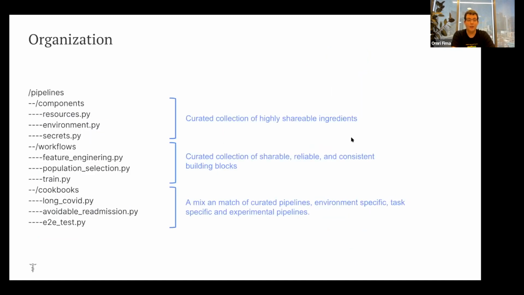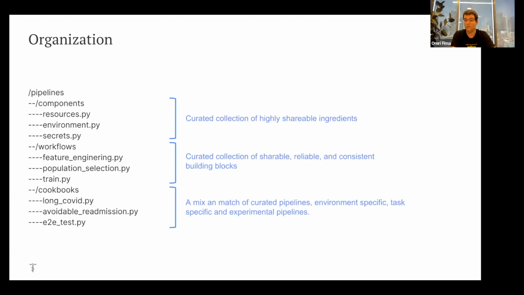The way we organize it in our code base is we're actually splitting our code into these areas: components, which are the curated collection of our shareable ingredients; workflows, which are shareable, reliable, and consistent building blocks; and cookbooks, which again are a mix and match of curated pipelines that can be different from environment to environment and developer to developer.